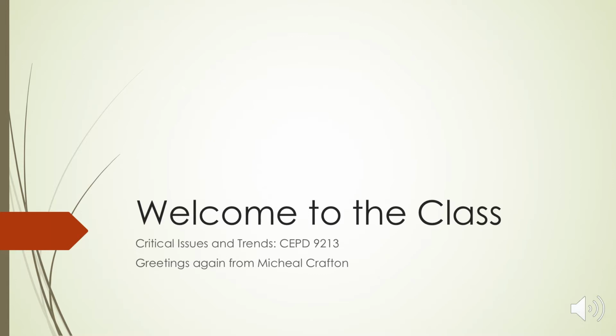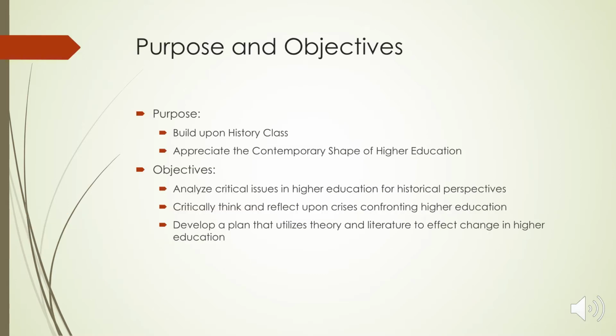The class is, of course, Critical Issues and Trends in Higher Education, CEPD 9213. The purpose of this class is to build upon the history class, which you've already completed, and using that historical perspective and appreciation, understand the contemporary shape of higher education, its various challenges and issues and opportunities before it. So the objectives, therefore, are to analyze critical issues in higher education from historical perspectives, to critically think and reflect upon crises confronting higher education, and to develop a plan, this is the great desire, a plan that utilizes theory and literature to effect change in higher education.